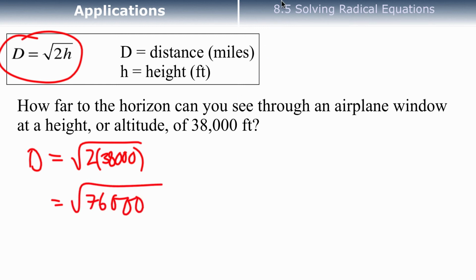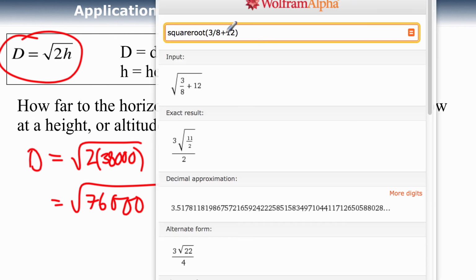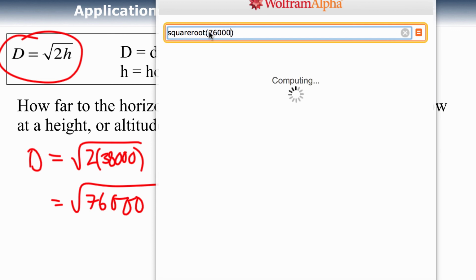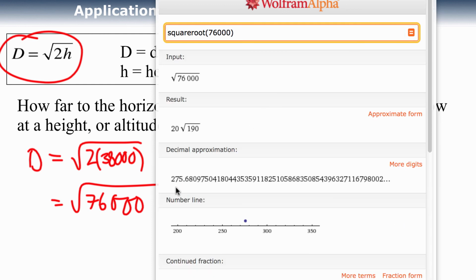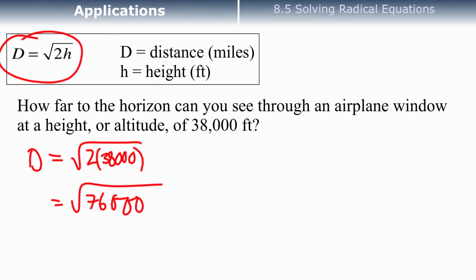So now on my calculator, I just have to do the square root of 76,000, which is 275.7. I should have brought a different calculator. I don't know if that's what the calculator said. Anyway, you get the idea of how to do that one.